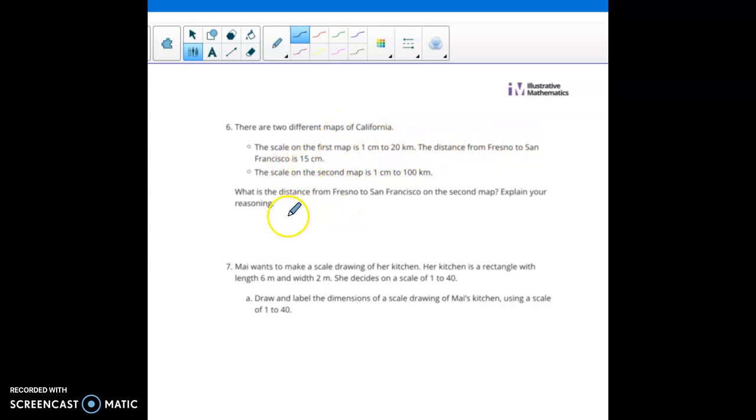So as I draw it out, I'm going to start in Fresno, and I'm going to draw it out to San Francisco. And we know that this distance is 15 centimeters. And we have 1 centimeter equals 20 kilometers. So a couple different steps here. First thing you want to do is find the actual distance.